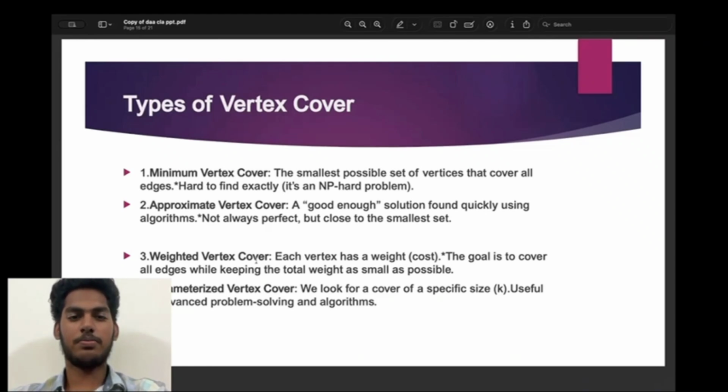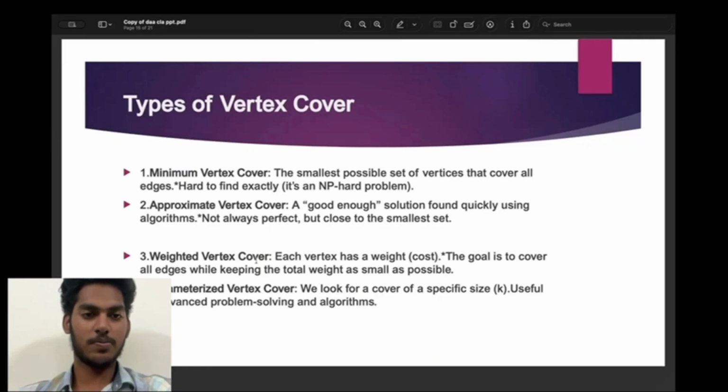Approximate vertex cover, because finding the perfect answer is slow. We use greedy methods or approximation algorithms. This gives good but not always perfect solutions. For example, sometimes we pick both endpoints of an uncovered edge, giving a solution at most twice the optimal size. The fourth one, vertex cover in special graphs. In some graphs like trees or planar graphs, we can find the minimum vertex cover faster using special algorithms.